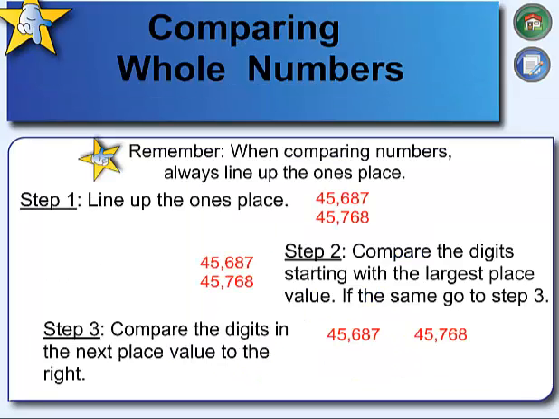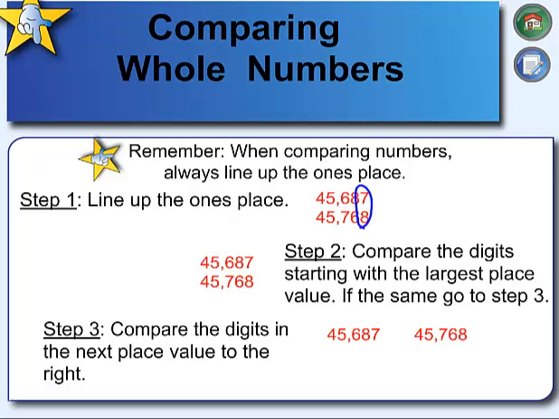So when comparing whole numbers, we always want to line them up to see which place values are larger. I like to put mine vertically. That means I put one on top of each other. So step one, and you may write these into your notes if you like. Step one is to line up the ones place. Notice here we have the 7 and the 8 lined up together.